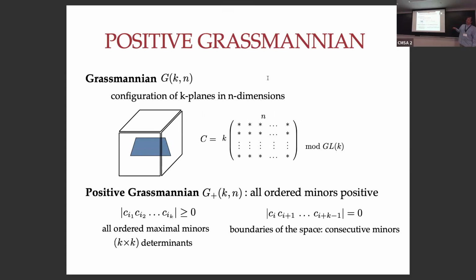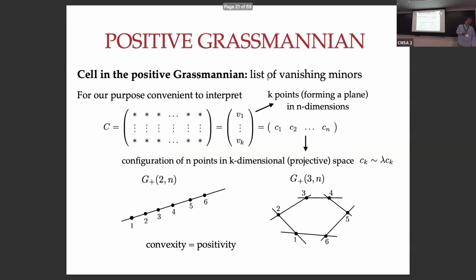Now, the positive Grassmannian, G plus (k,n), or totally non-negative Grassmannian, corresponds to this space with the restriction that all ordered minors, the maximal k by k minors, are non-negative, so they cannot be negative, but can be zero or positive. And the boundaries of this space correspond to consecutive minors being sent to zero, if you take the columns which are consecutive and send them to zero. So this space happens to play a very important role in scattering amplitudes and the Amplituhedron in particular.